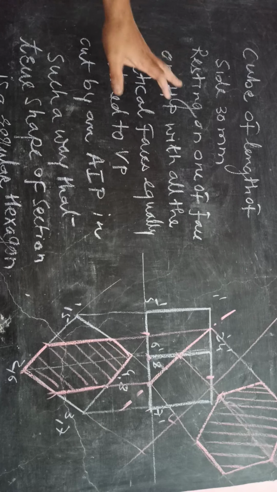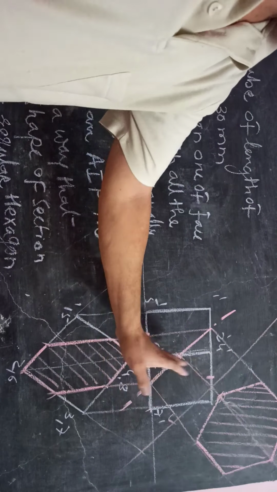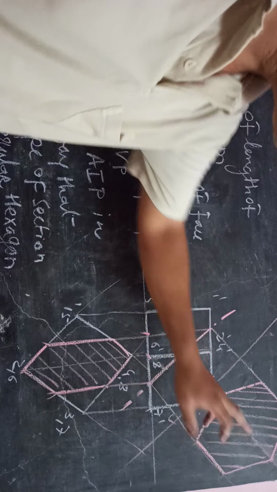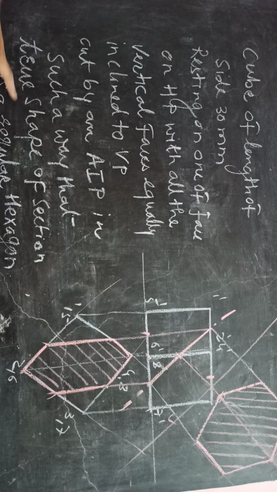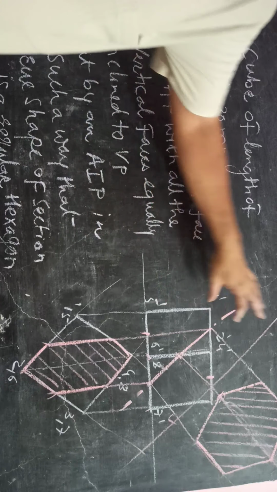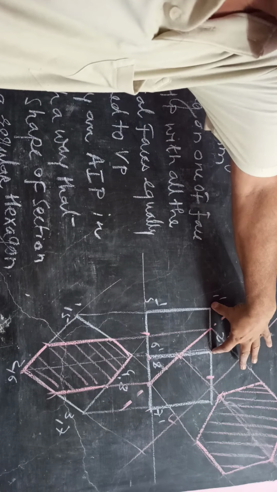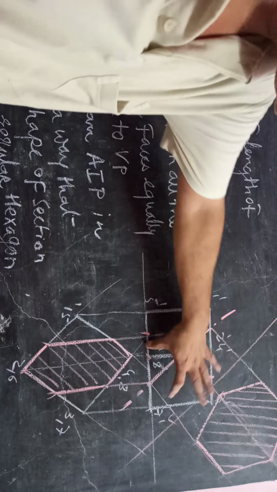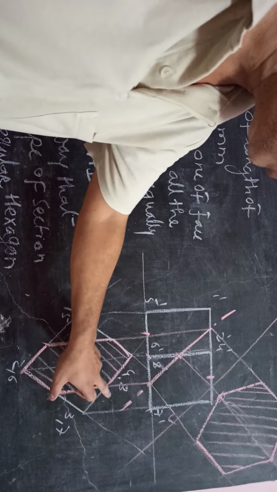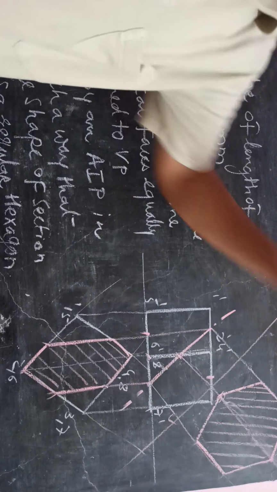So here again the section plane is not given. At the place of this, the true shape of the section is given. The true shape of the section is a regular hexagon, and to get a hexagon at least 6 sides are cut. So 2 here, 2 here and 2 here. So we are getting 1, 2, 3, 4, 5, 6 points, and you will get a regular hexagon.